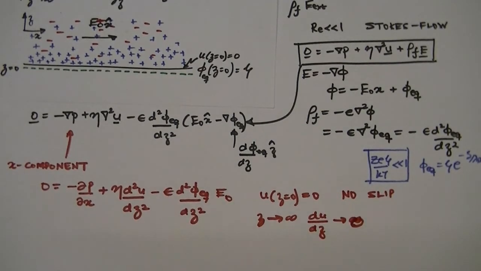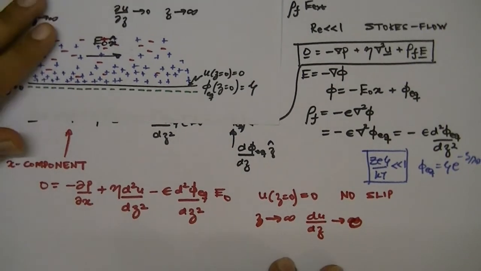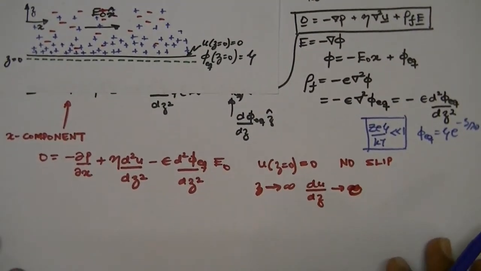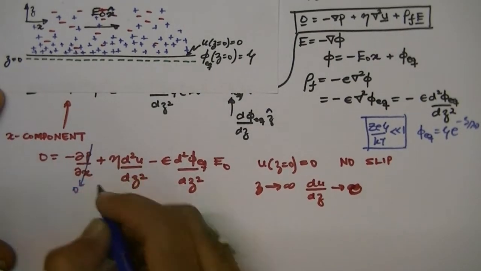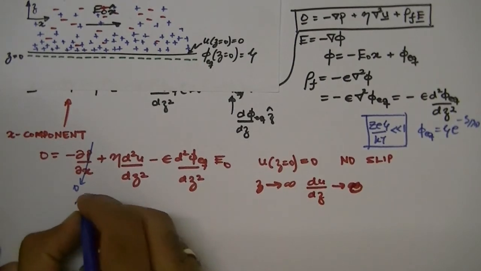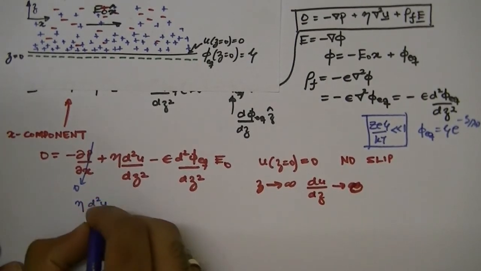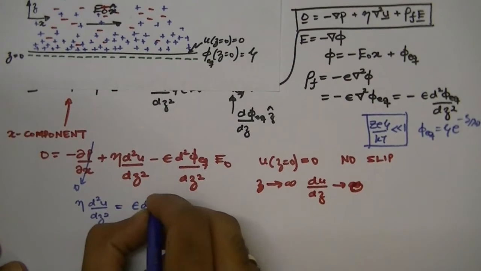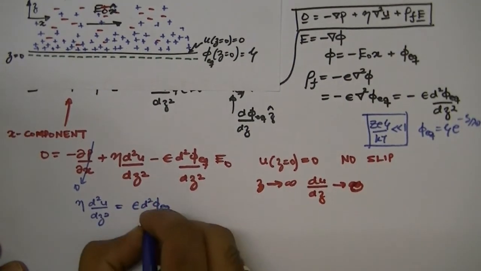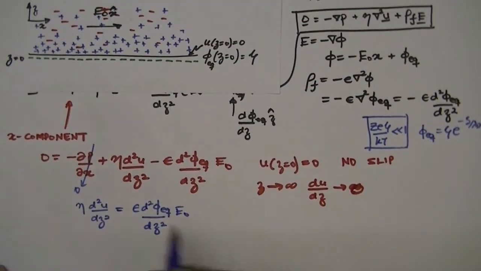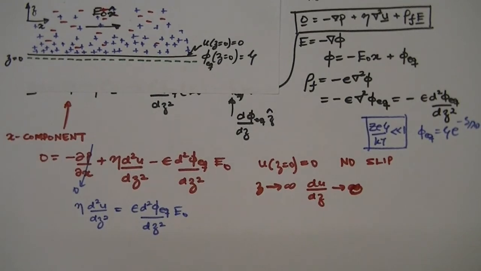Next we note that we are not applying any external pressure gradient, and the zeta potential and all variables are uniform along the X direction, so we don't have any pressure gradient actually in the X direction. So this equation further simplifies to the balance of the viscous terms and the electric body force only.